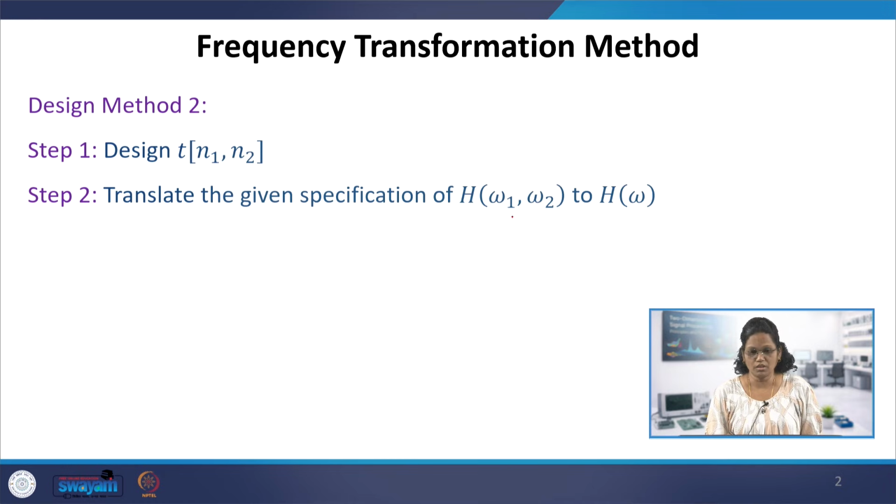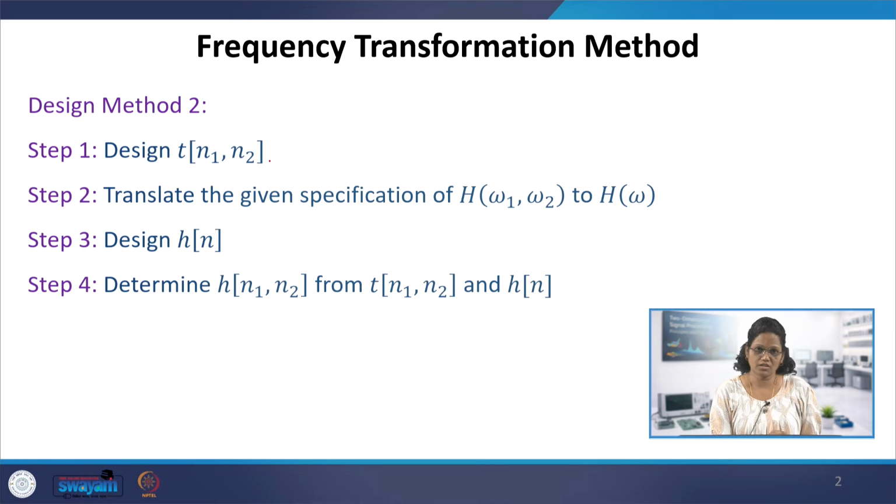So in 2D, H of omega 1 omega 2 goes to H of omega in 1D, and using this H of omega we design h of n, using the window method or the Parks-McClellan method. Any of the procedures can be used to design this 1D filter. Knowing this h of n and T of n1 comma n2, as we did in design method 1, we can obtain the 2D filter coefficients h of n1 comma n2. So the first step is to obtain this.